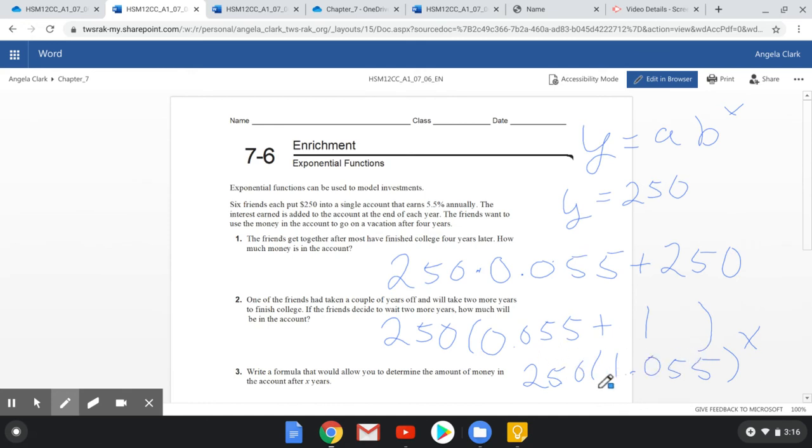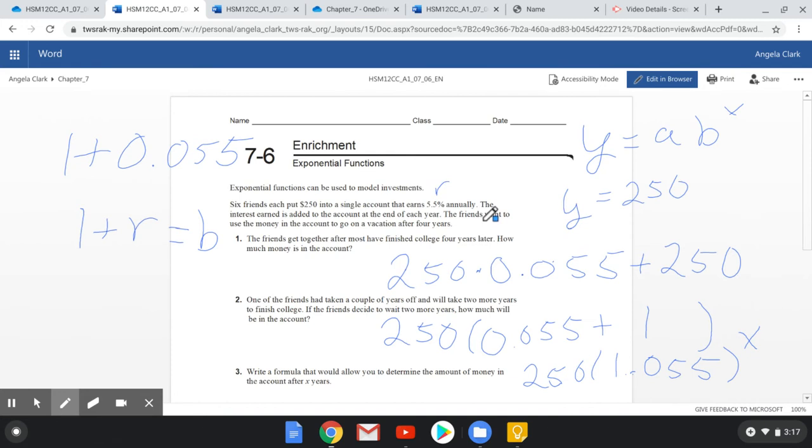So the shortcut here is the thing that's going to be your base, the thing that's going to go in your parentheses, is always going to be 1 plus your percentage. So when you have a percent interest, anytime you have something that's going to go up by a percent, let's call that the rate. I'm going to use an R there. 1 plus R is going to be my base.